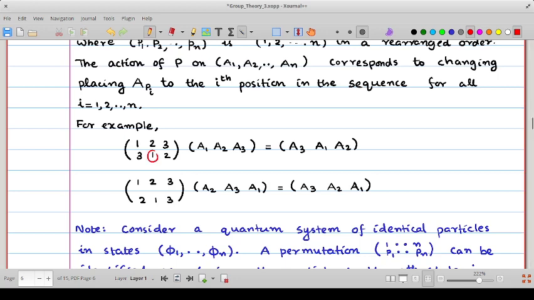Similarly, here I have 1 and on top I have 2. So that means the object in the first position will be placed in the second position. And here the object in the first position is A1 and that will be placed in the second position in the result. And similarly, the object in the second position will be placed in the third position in the result. So the object in the second position is A2 and is placed in the third position here.